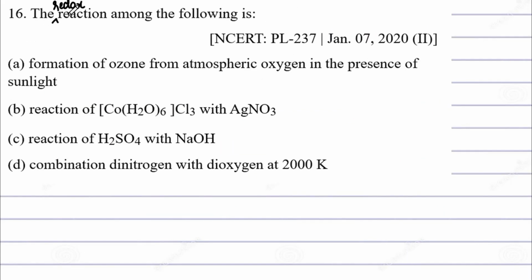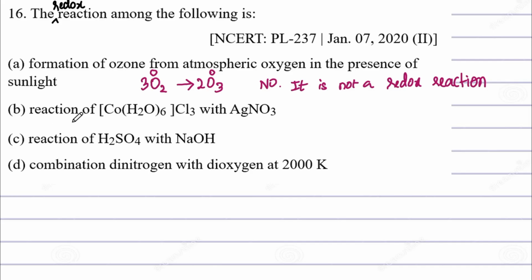The next question is, the redox reaction among the following is formation of ozone from atmospheric oxygen in the presence of sunlight. From atmospheric oxygen, ozone is formed. So to balance this equation, 3O2 gives 2O3. Is this a redox reaction? No, it is not a redox reaction because the oxidation state of oxygen in atmospheric oxygen is 0, as well as in ozone also it is 0. There is no change in oxidation state. So it is not a redox reaction.